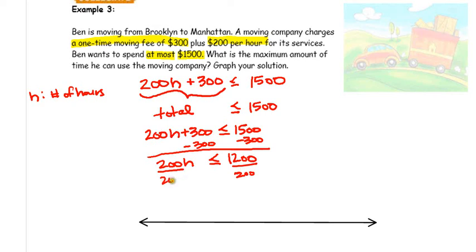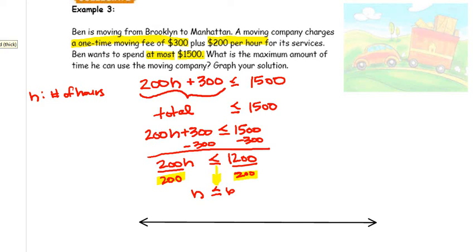And we find that h is less than or equal to 6. Now, keep in mind, when I divide across the inequality, I'm dividing by a positive number. Because I'm dividing by a positive number, the inequality, when it comes down, stays the same. It stays exactly the same. So the number of hours has to be, h is less than or equal to 6 hours.